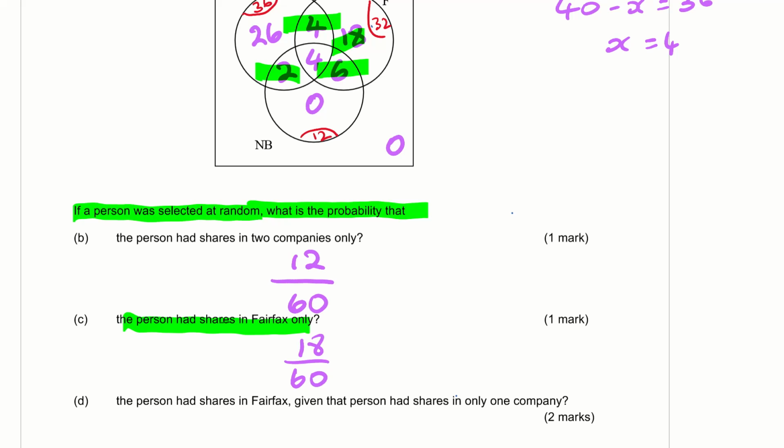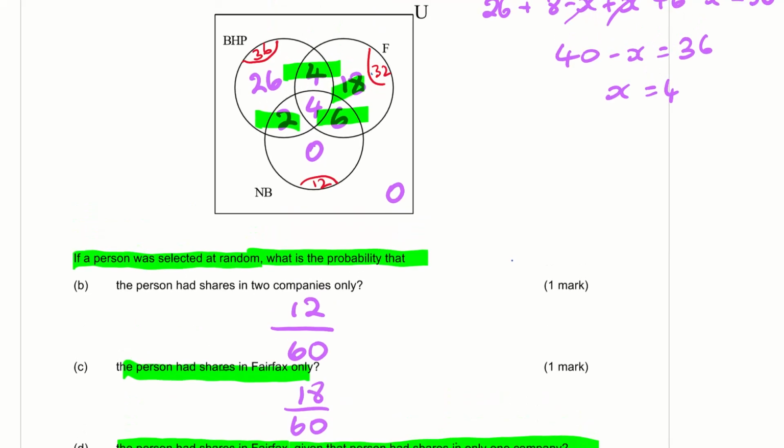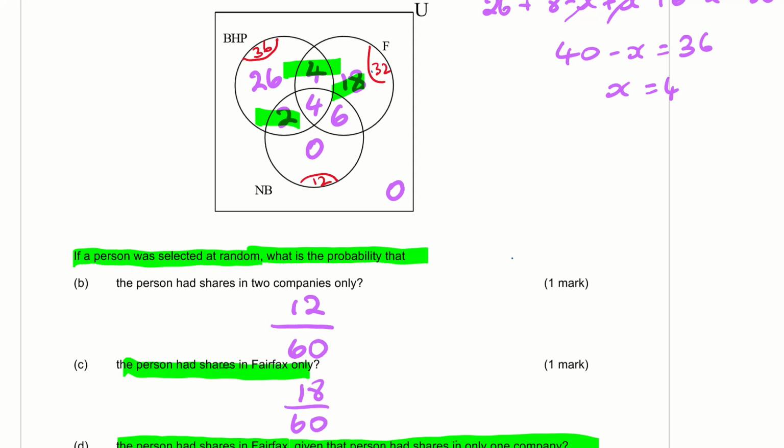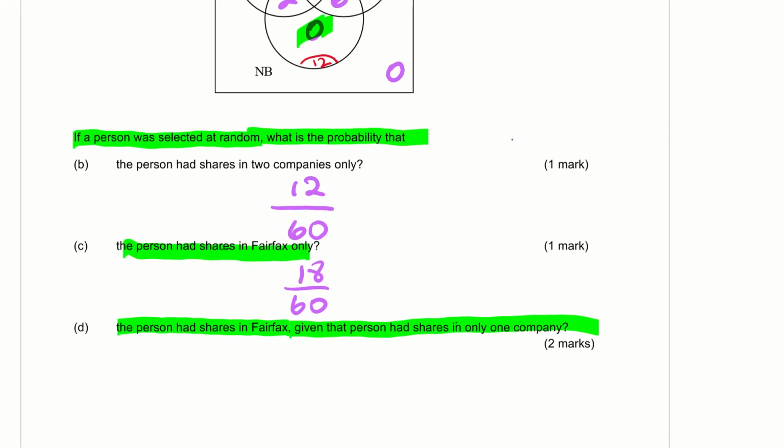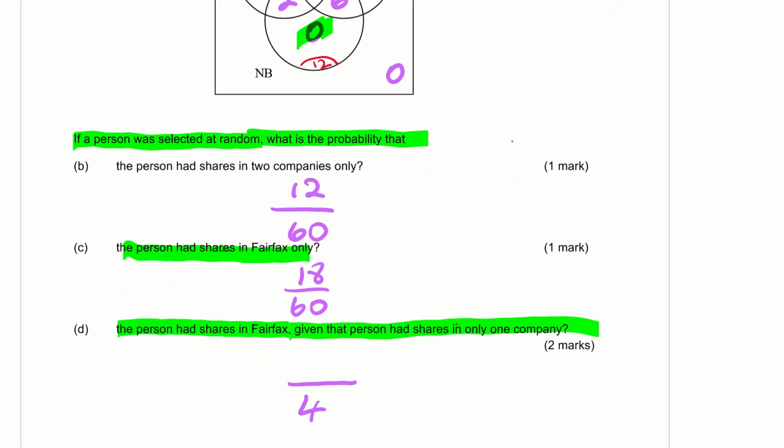And finally, we want to find the person had shares in Fairfax, given the person had shares in only one of the companies. So people with only one of the companies are those people, and of course there's no people there. So 26 add 18, that is 44. So that will be the denominator. And the shares in Fairfax, that means it's 18.